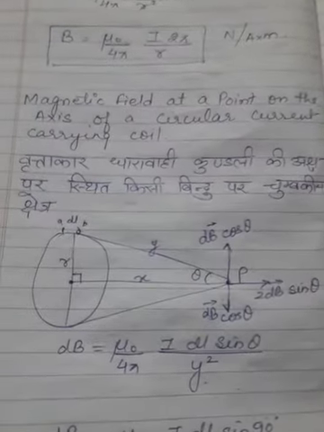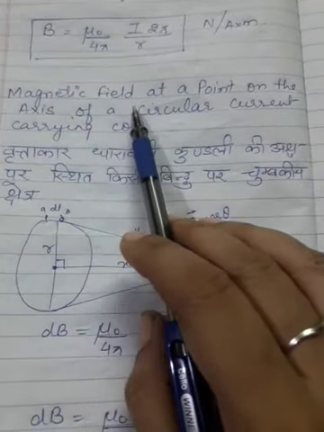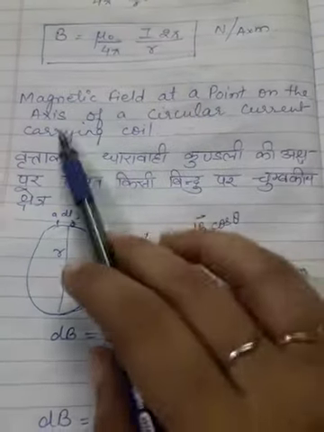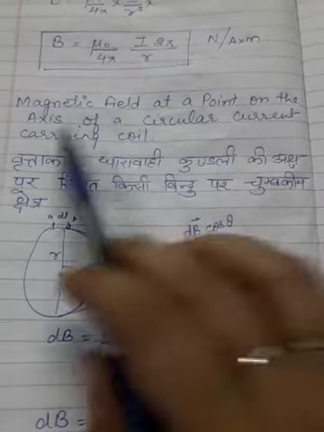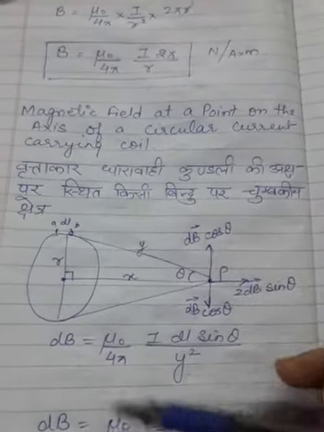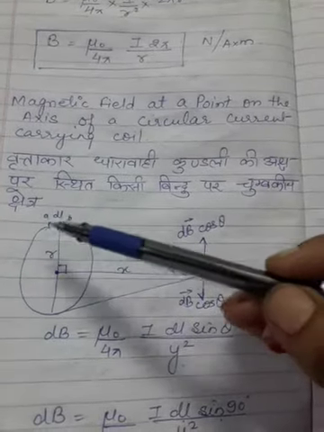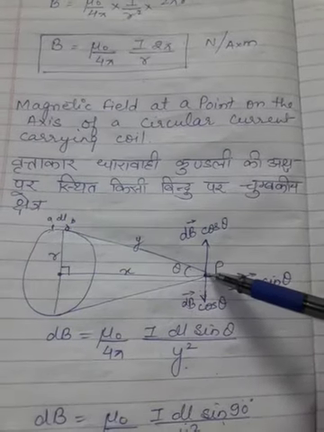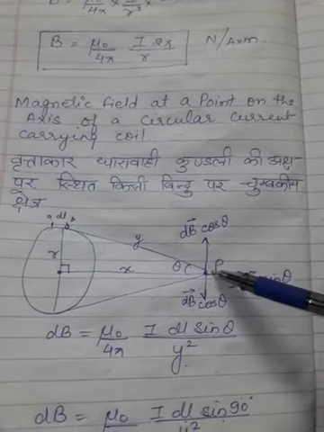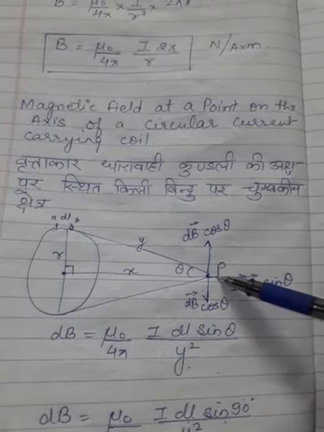Second is the concept which you call the magnetic field at a point on the axis of a circular current carrying coil. Now this is another case in which again you are taking a circular coil, but on the axis of this circular coil you are getting a point P which experiences a magnetic field around it.